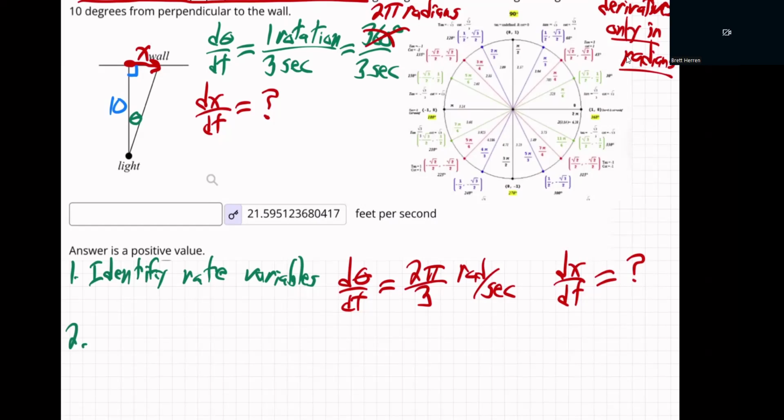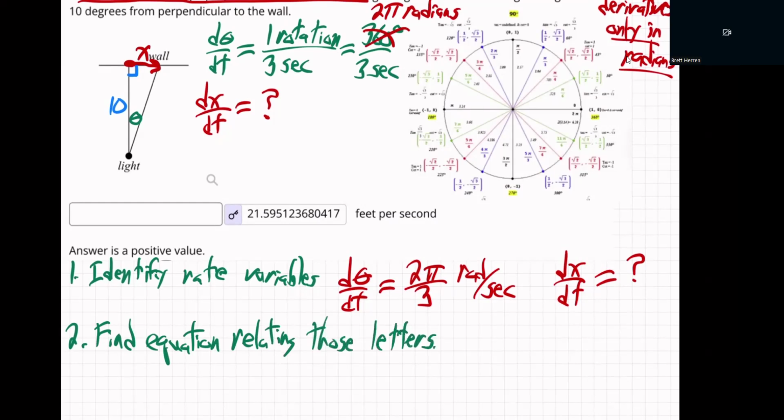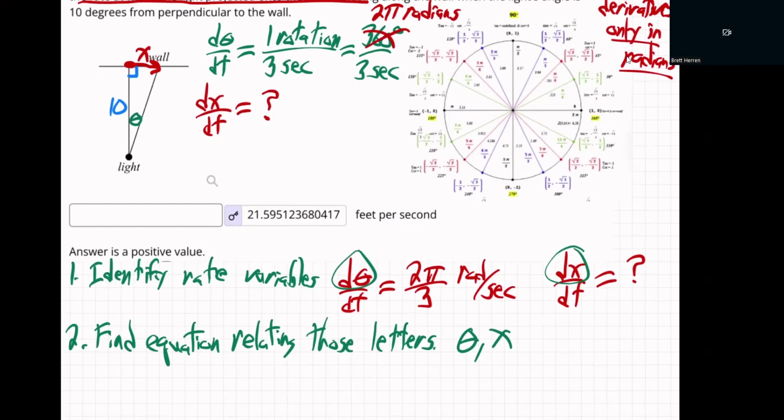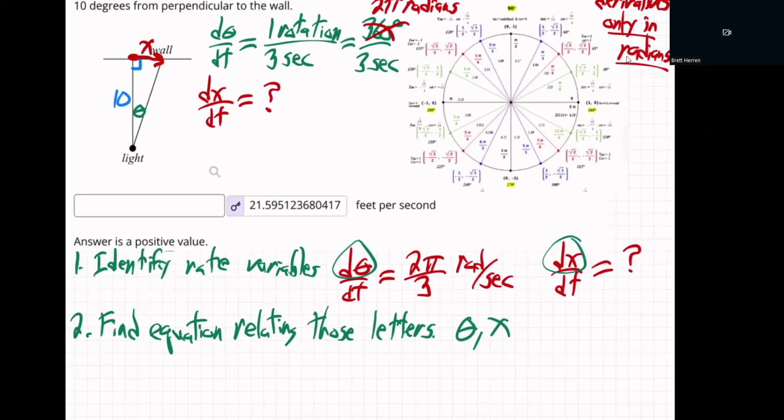Okay, so step two, find an equation relating those letters, right? That's why it's called related rates. So what letters? In this case, theta and x, right? D theta, dx. So they're always dt on the bottom, of course. It's time. That's what a rate means, how fast something happens in time. So we need some kind of equation between theta and x.